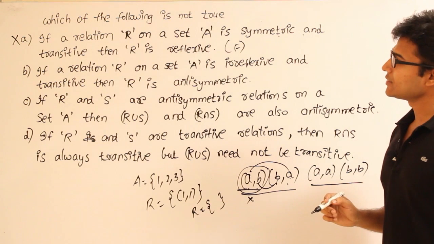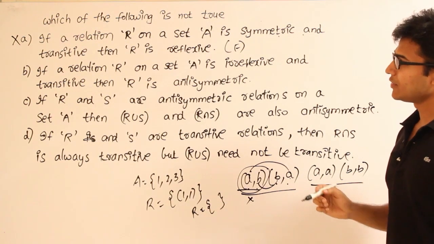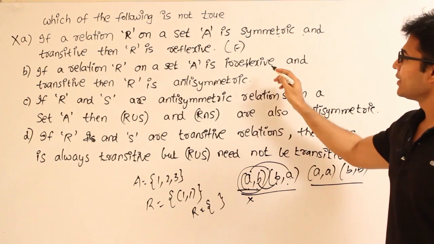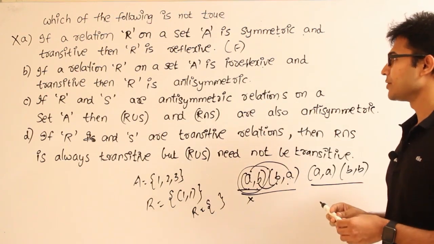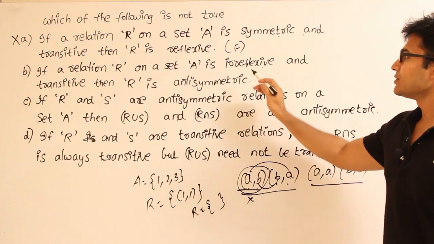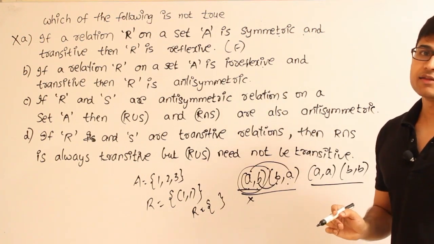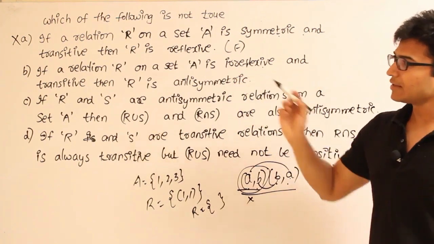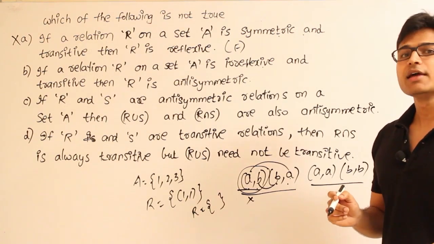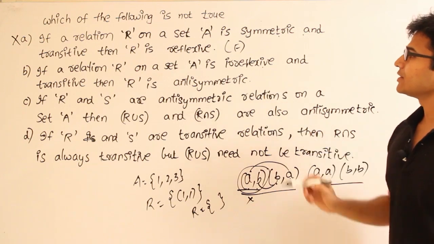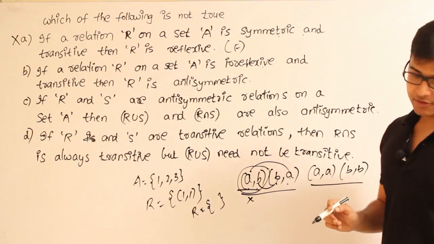Now the next one is, if a relation capital R on a set capital A is irreflexive and transitive, then it is antisymmetric. So they are saying that it is irreflexive, which means it will not contain any diagonal elements, and they are saying that it is transitive, which means if at all it contains A comma B, B comma C, it will contain A comma C. Then they are saying that it is antisymmetric.